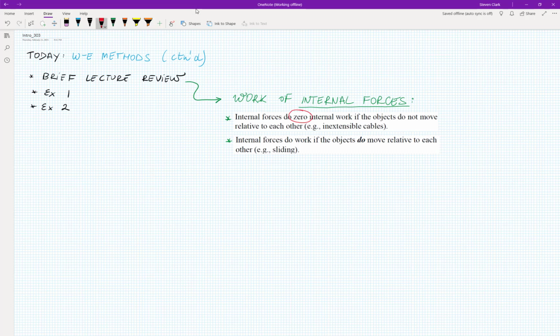On the other hand, if our objects do move relative to each other, then the internal force between them does the work. So, for example, if you have 2 bodies sliding on each other, and you have friction between them, that friction will do the work. That friction will dissipate the energy in the system. Okay, sounds like a lecture review. Any questions about it?